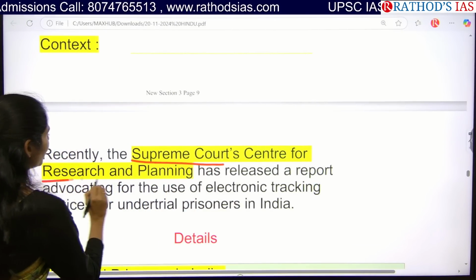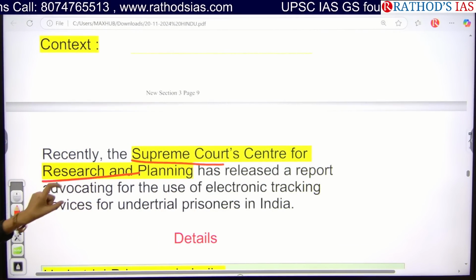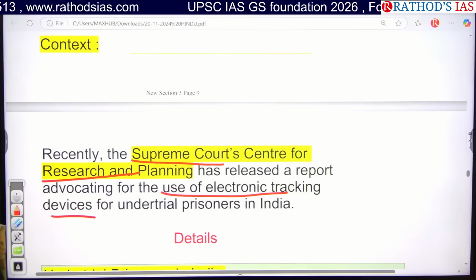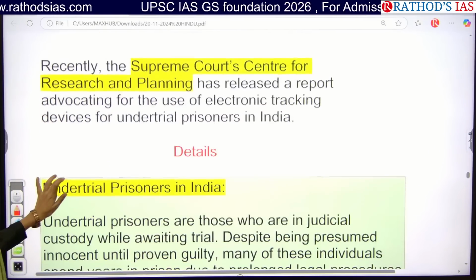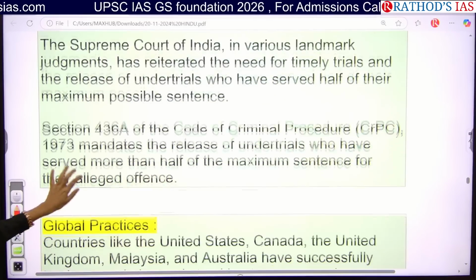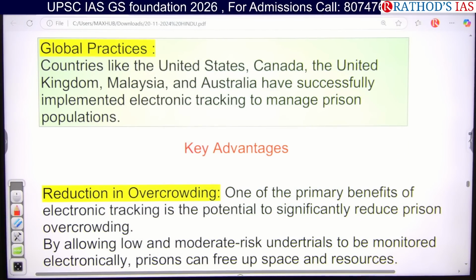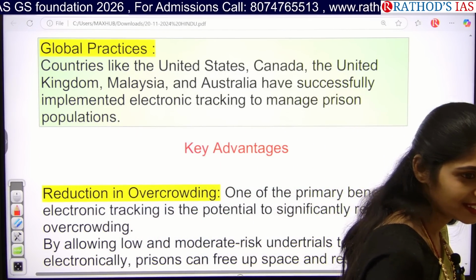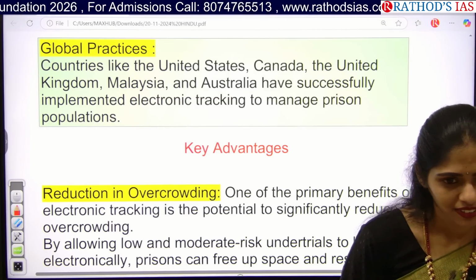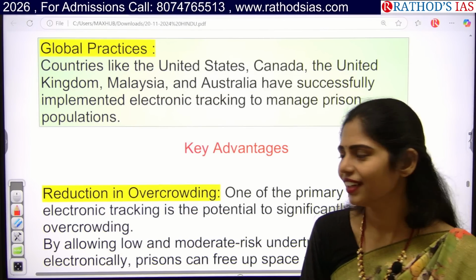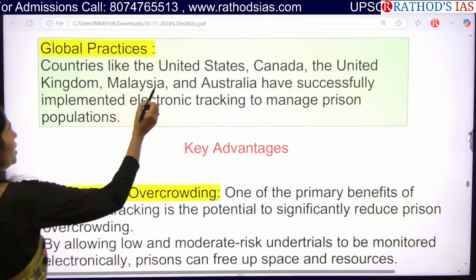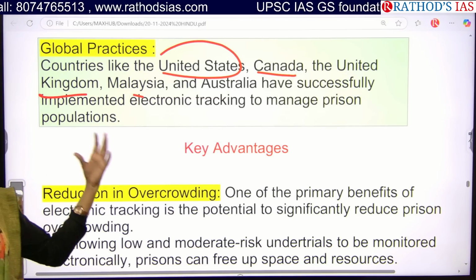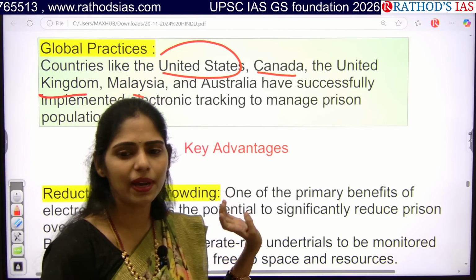The Supreme Court Centre for Research and Planning released a report, and in this report it suggested the use of electronic tracking devices, especially for under trial prisoners of our country. So who are under trials? You know that, right? Under trials means what? Okay, very good. This kind of technology is used in the US, Canada, UK, Malaysia and Australia. So remember these countries. In the same way we have to implement this. This is a suggestion given by the Supreme Court.